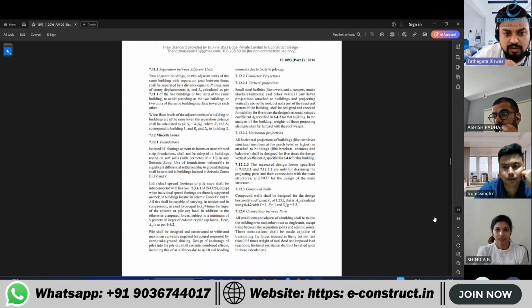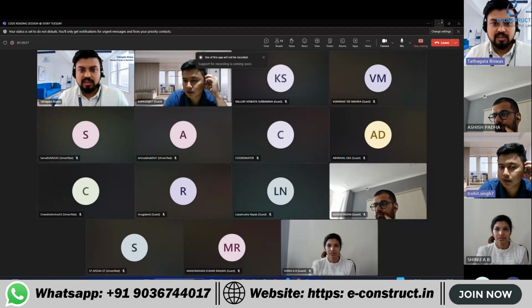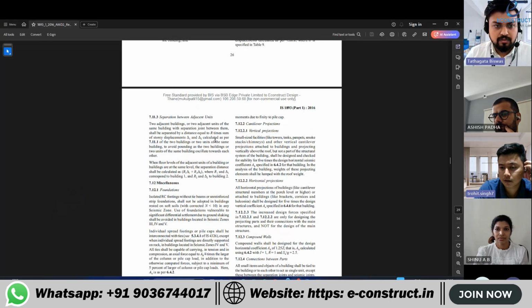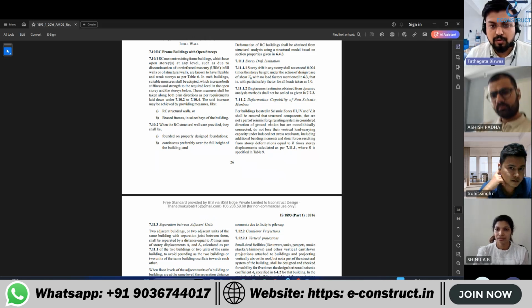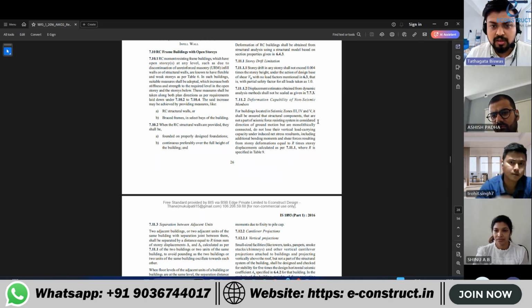Now next person can read. Can you explain the miscellaneous, 7.11.2? 7.11.2 Deformation capability of non-seismic members. For buildings located in zones 3, 4, and 5, it shall be ensured that structural components that are not a part of the seismic resisting system in the considered direction of ground motion but are monolithically connected do not lose their vertical load carrying capacity under the induced net stress resultants, including additional bending moment and shear force resulting from story deformation equal to R times story displacement, calculated in 7.11.1, where R is specified in this.